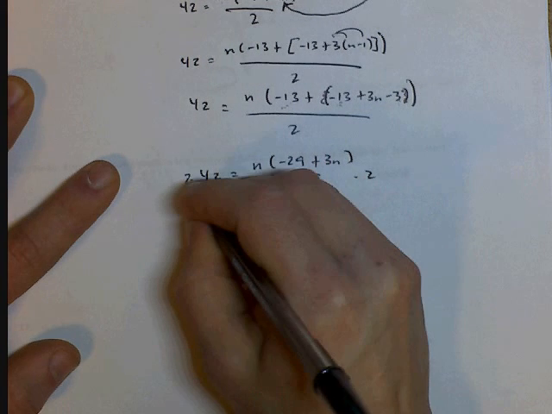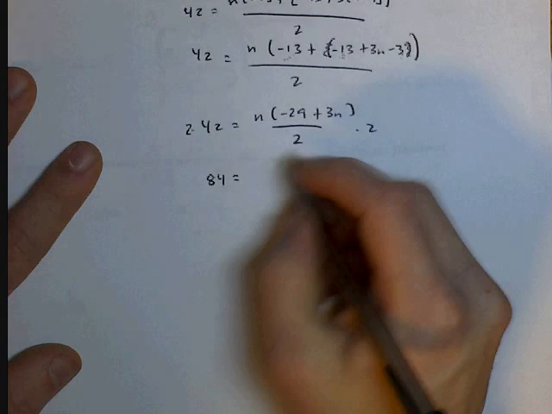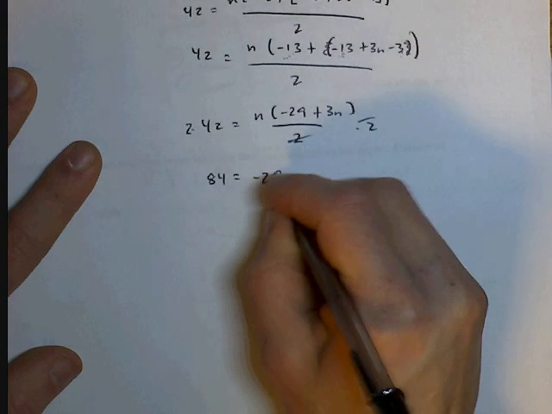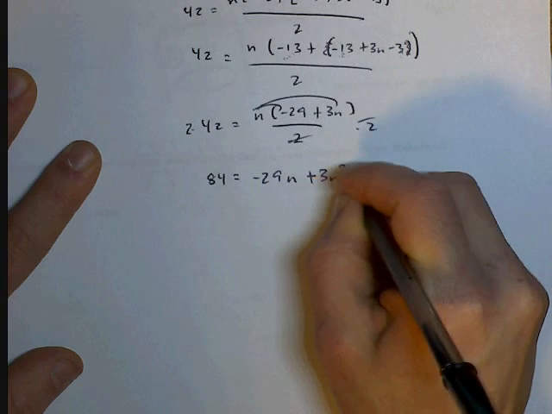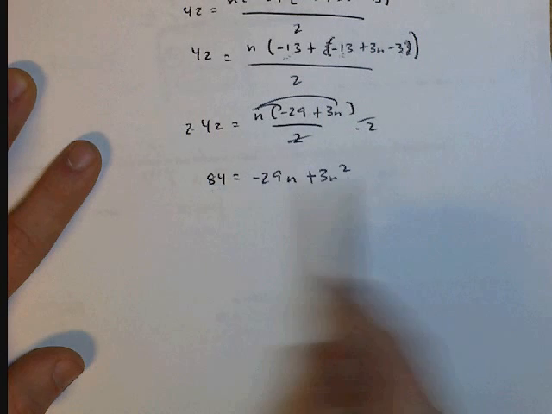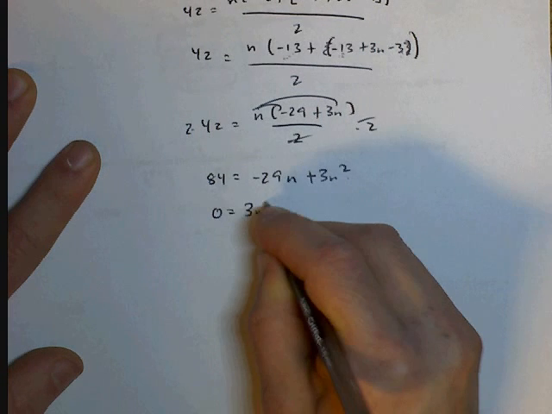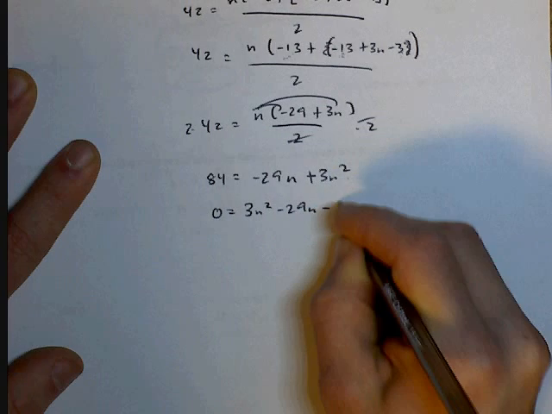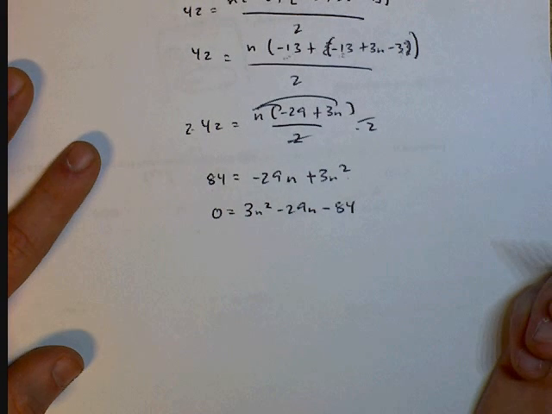Multiply both sides by 2. 84 equals negative 29n plus 3n squared. So this is now a quadratic equation, which means I should probably move this away to get it equal to 0. 3n squared minus 29n minus 84. And now I'm going to need to factor this.